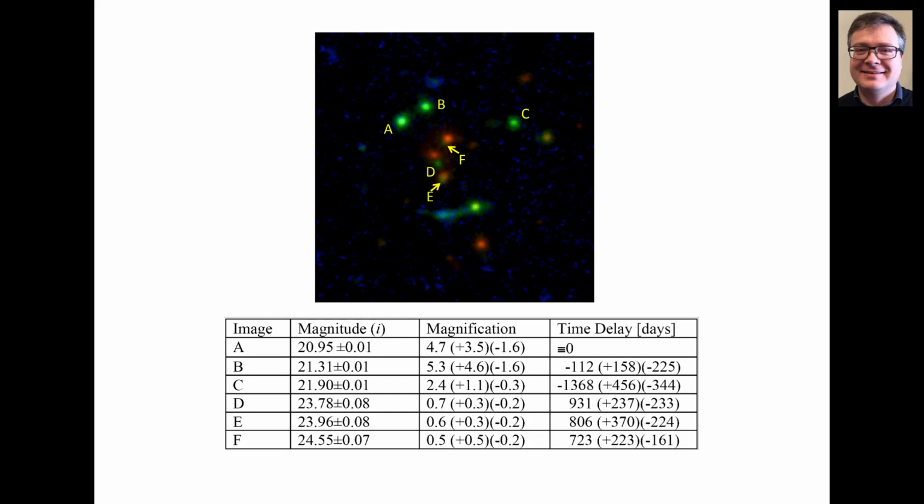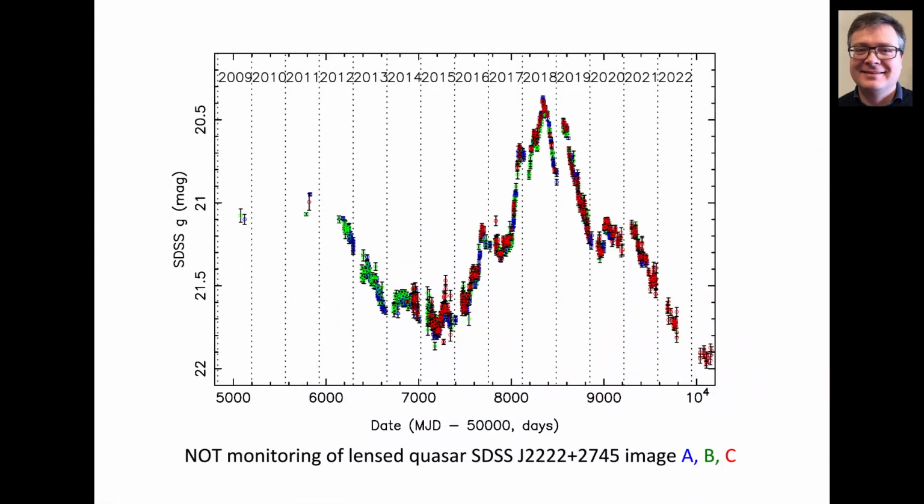And then with some more NOT observations, we found 3 more demagnified images, which we have monitored with NOT ever since. Gotten this light curve here of the 3 brightest images. So we have really good time delays, like less than 1% accuracy.